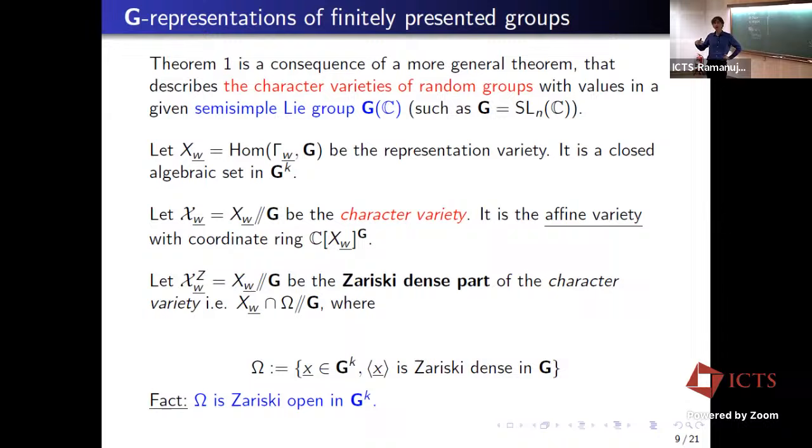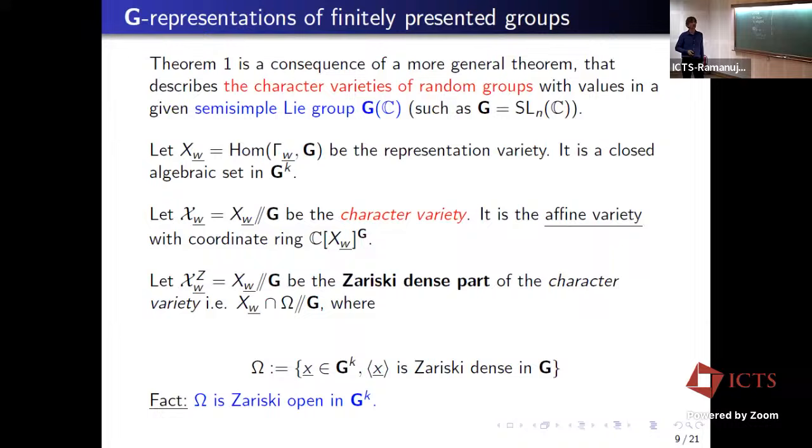So it's a closed algebraic subset of G to the K, because what is a homomorphism from gamma to G? Well, it's given by the generators. And so it's the set of tuples in G to the K that satisfy the relations. So it's an algebraic subvariety, okay? So this is the representation variety that Alireza discussed in his talk last Friday. And once you have the representation variety, then it's customary to make the group act by conjugation on it, and then the quotient is called the character variety.